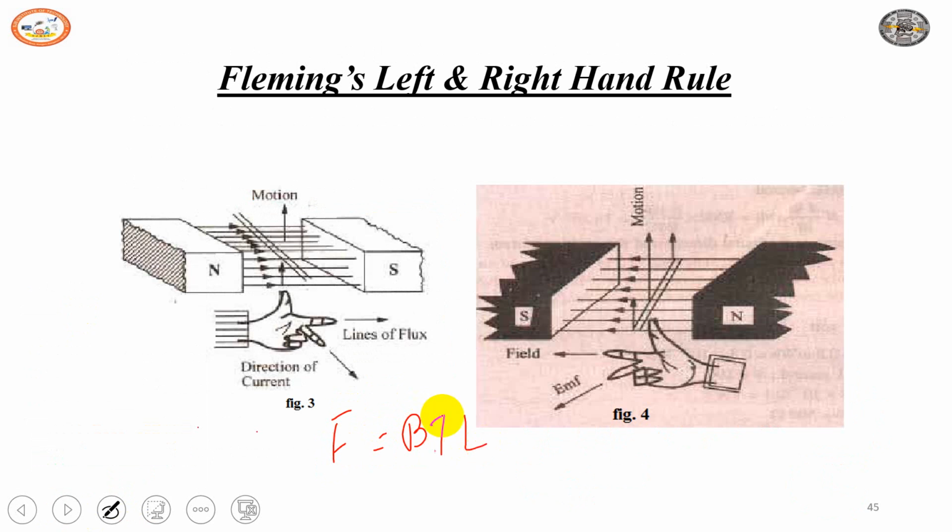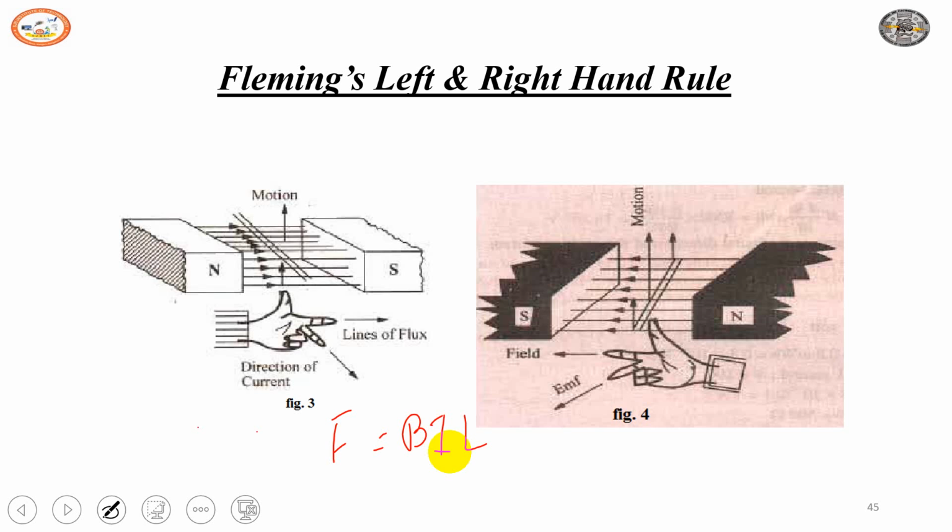BIL. Here B, as we know, we have defined as the flux density of the magnetic field, I is the current carried by the conductor in amperes, and L is the length of the conductor. So when a current carrying conductor is placed in a magnetic field, it experiences a force. That force is given by F is equal to BIL, and it is given by Fleming's left hand rule.